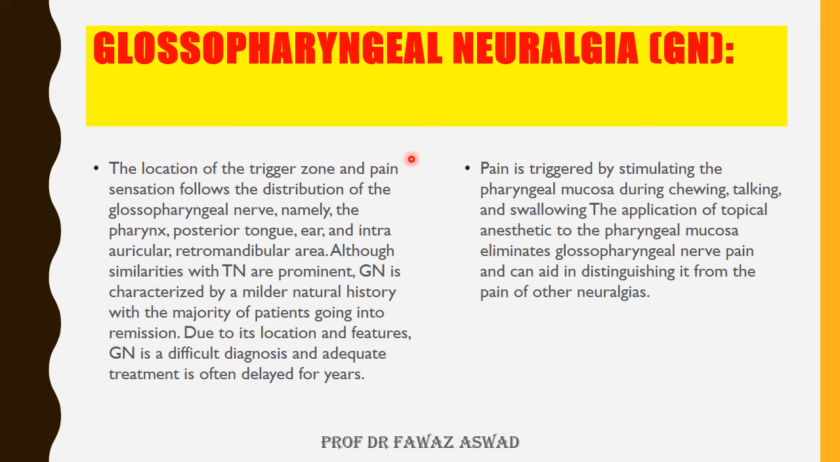Another neuralgia that we are going to investigate is glossopharyngeal neuralgia. Here, glossopharyngeal neuralgia is different from trigeminal neuralgia regarding the location of the trigger zone or the pain sensation along the distribution of the glossopharyngeal nerve. That is to say, the area involved is the pharynx, the posterior tongue, the ear, and the intra-auricular area.